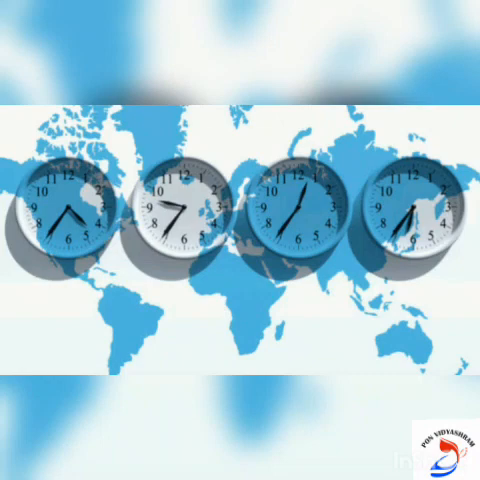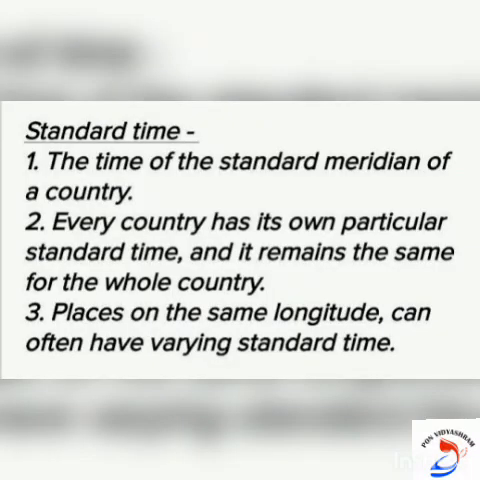In order to overcome this difficulty, it has become necessary to adopt the local time of some central meridian of that particular country to provide a standard system of time for the whole country. So, in every country of the world, a more or less central meridian has been selected as the standard meridian. The local time of the standard meridian is used as the standard time for the whole country.